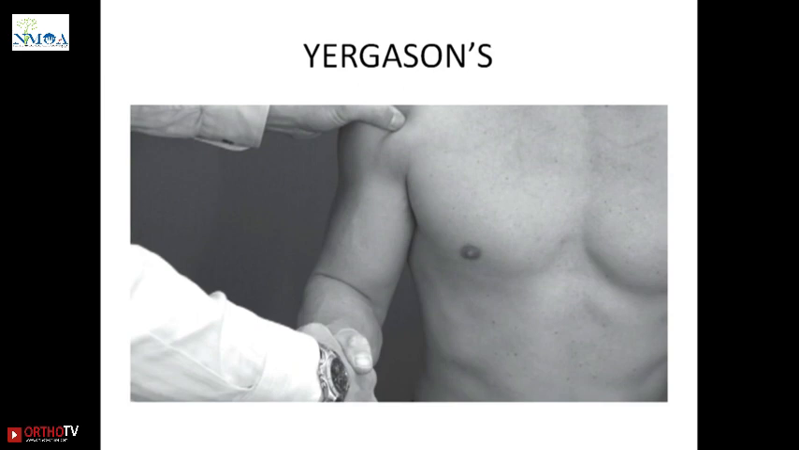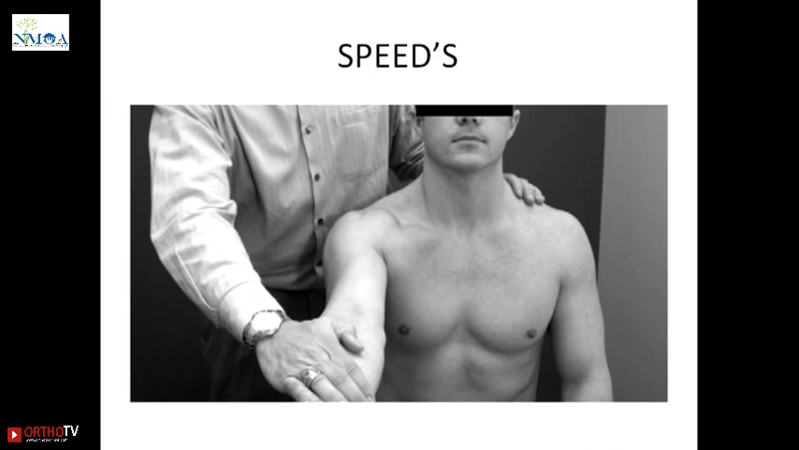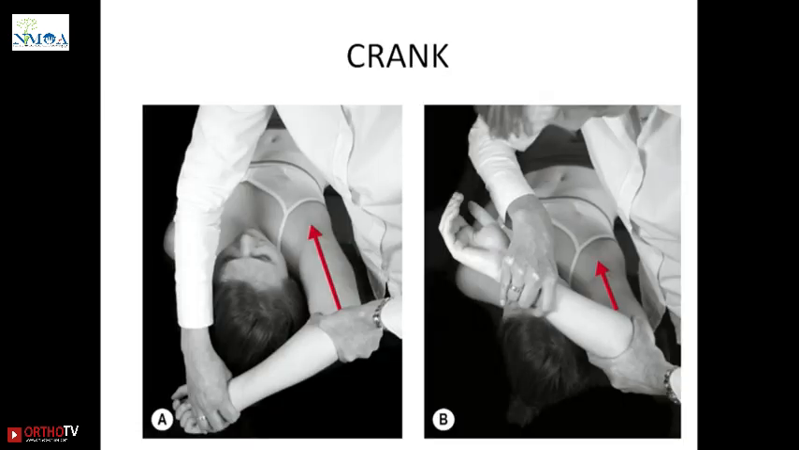The first one is the Yergason test, in which supination is resisted and the biceps tendon is felt over there. Pain at the site of the biceps tendon is a positive Yergason's test. And in the Speed test, the elbow is held extended and the shoulder is kept forward flexed, and a downward pressure is given, and the patient is asked to maintain that position. Pain at the site of the biceps tendon is a positive Speed test.